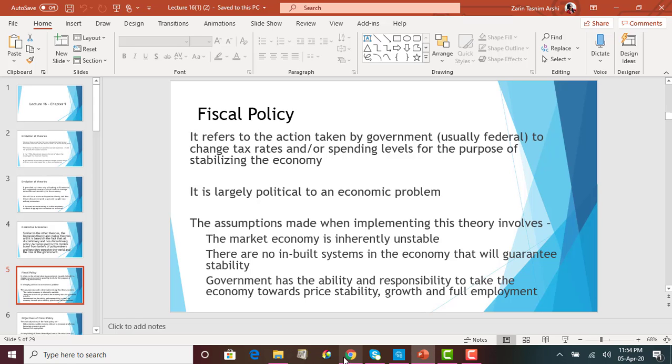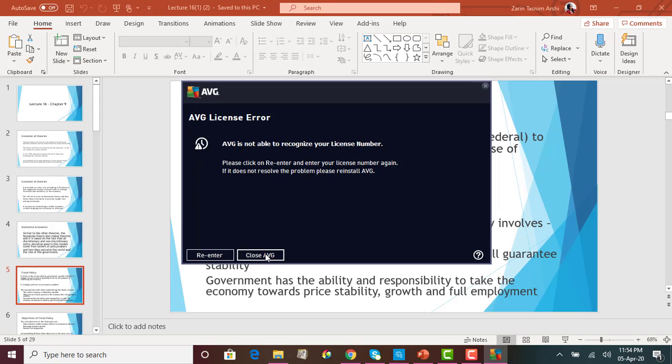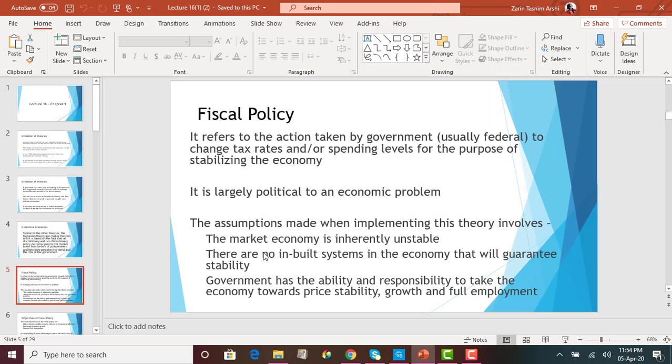Now I know I spoke a little bit about it in lecture 15, and there was a question about fiscal policy in midterm 2 as well. But so that you guys are clear, fiscal policy basically means whenever the economy is going through a recession or inflation, the government either increases or decreases taxes, or increases or decreases government spending, or a combination of these two in order to achieve a stable economy. That is what fiscal policy is.